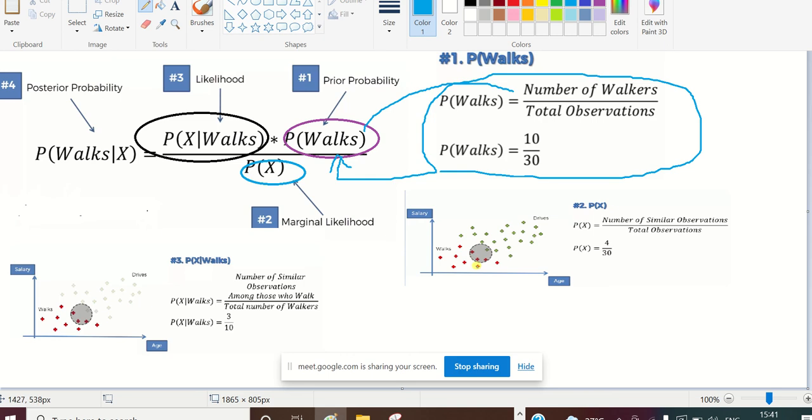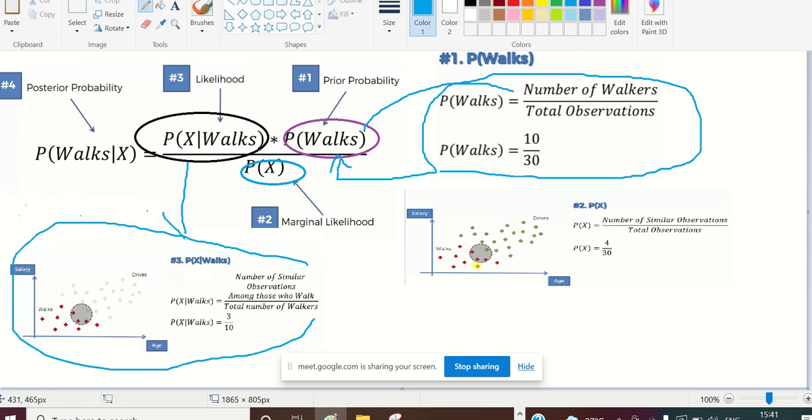Next, the likelihood, P of X given walks. So what is that? P of X given walks is this one, the black one. What is that? Number of similar observations. Before going to P of X given walks, let us see P of X. So P of X will be your purple, right? Purple, I'll take this one. Here it is the number of similar observations divided by total observations.